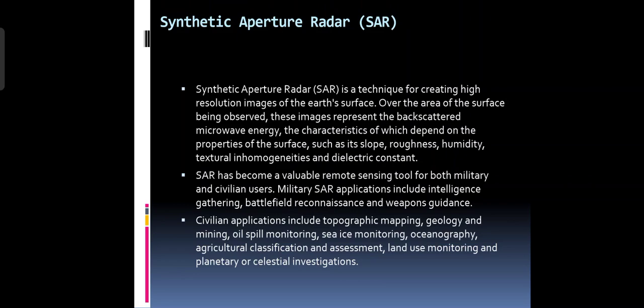These images represent the backscattered microwave energy, the characteristics of which depend on the properties of the surface, such as slopes, roughness, humidity, textural inhomogeneities, dielectric constants, etc. SAR has become a valuable remote sensing tool for both military and civil applications. Military SAR applications include intelligence gathering, battlefield reconnaissance, and weapon guidance. Civilian applications include topography mapping, geology and mining, oil spills monitoring, sea ice monitoring, oceanography, agricultural classification and assessment, land use monitoring, and planetary or celestial investigations.